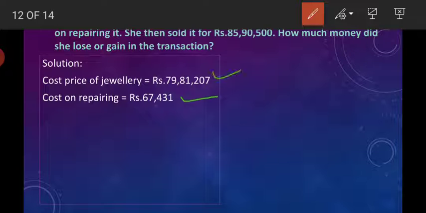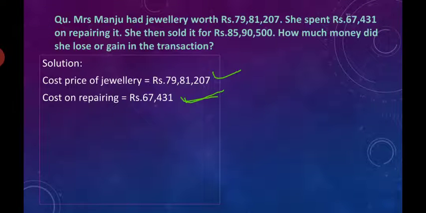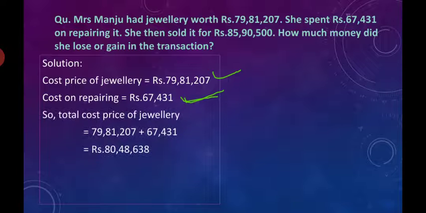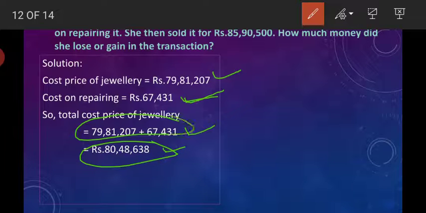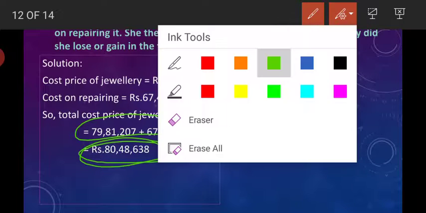So this is the cost price, this is also the cost price. So we have to find the total cost price. So now total cost price of the jewelry is, total means we have to find the sum of these two. First number plus second number is equal to this sum. If we add these two numbers, we get 80,48,638. Okay, this is the required sum, that is total cost price of the jewelry.